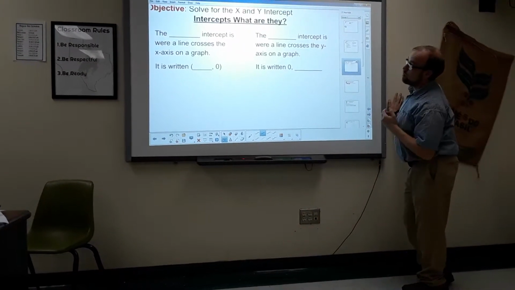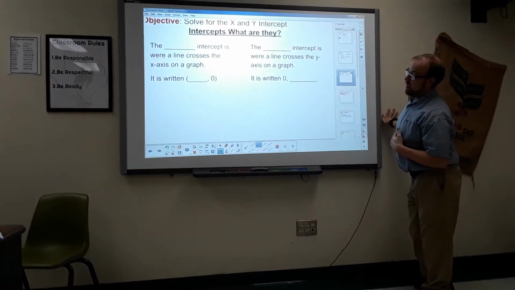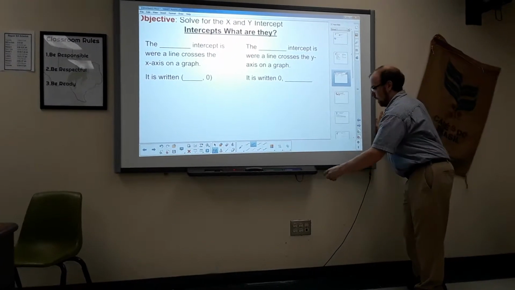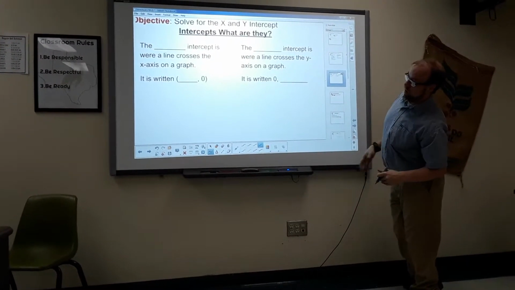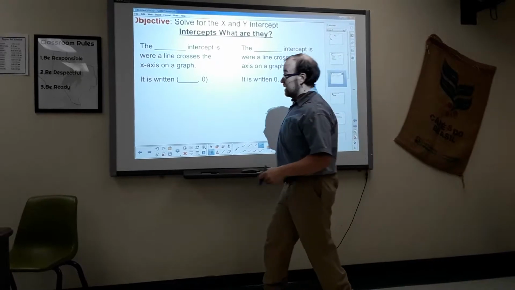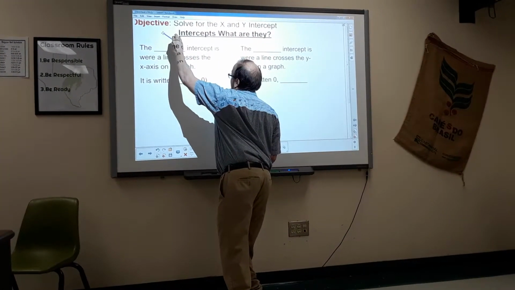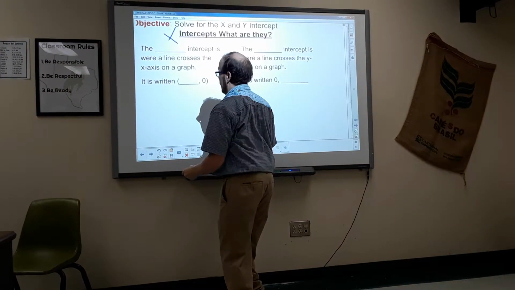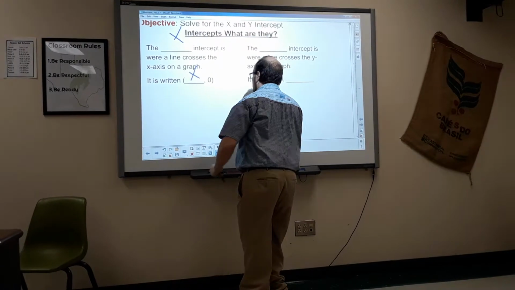Alright. So, the blank intercept is where the line crosses the x-axis. Anybody have any idea? Good job. I can tell you the answer is in the name. X-intercept crosses the x-axis. And it's written with whatever your x-coordinate is, then 0.